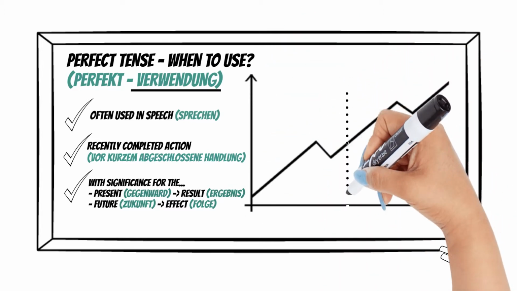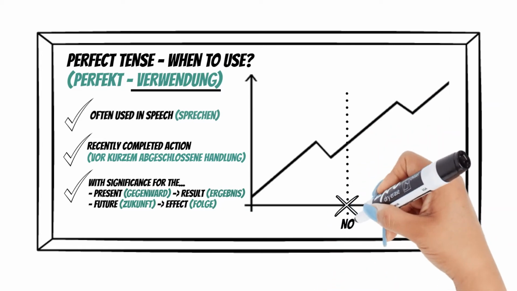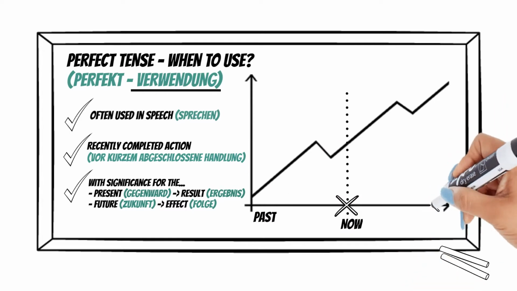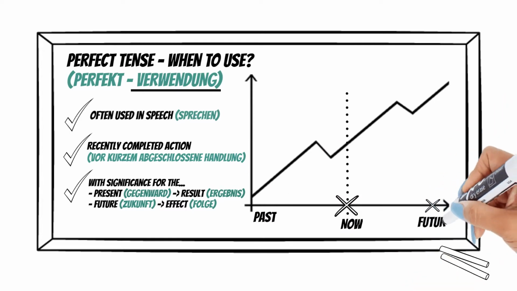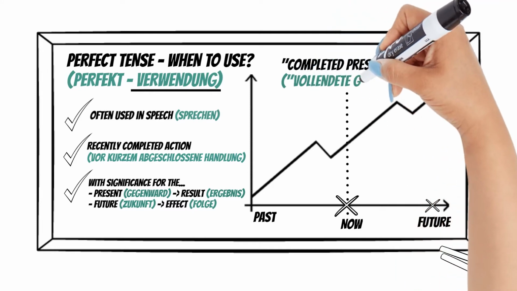Just have a look. Assuming the curve embodies the recently completed action out of the past, its result is still important for now, the present. Or it affects the future up to a certain point, means up to then the action will be completed. The tense is also called completed present tense.